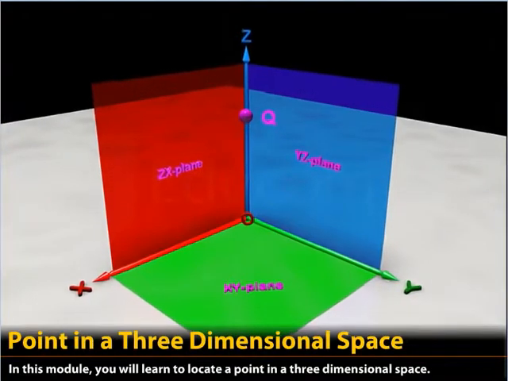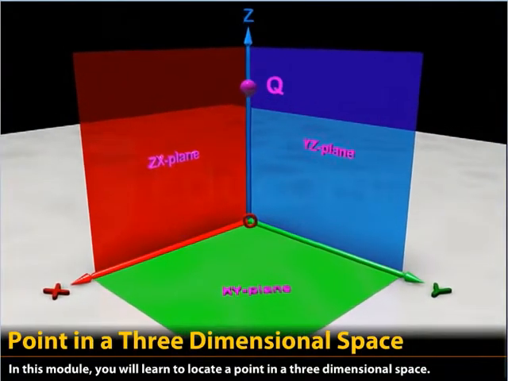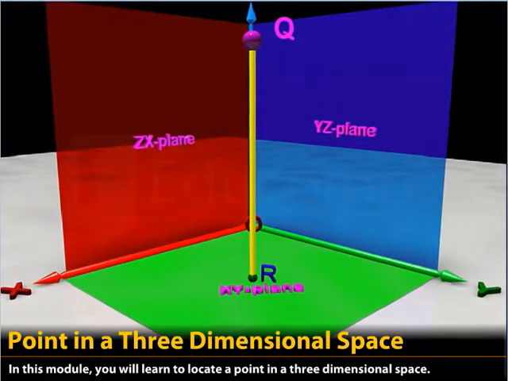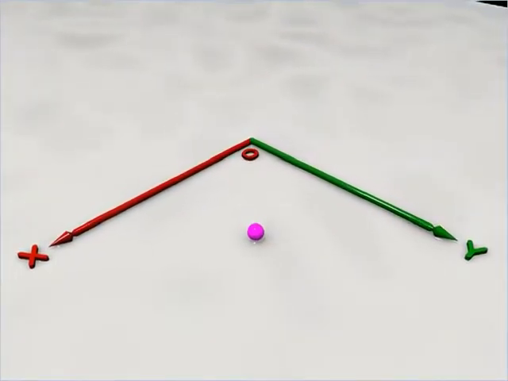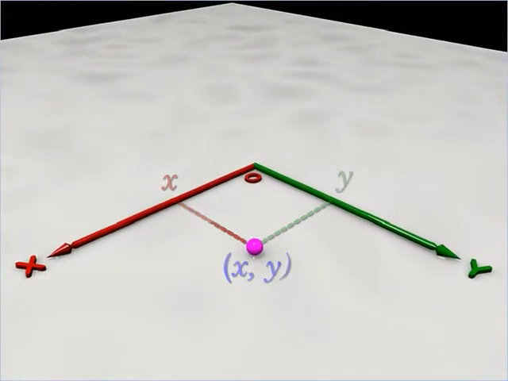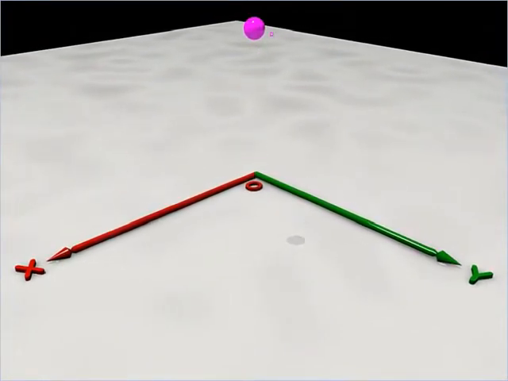Point in a three-dimensional space. In this module, you will learn to locate a point in a three-dimensional space. A point in the xy plane can be represented by its x and y coordinates. But how do we determine the position of a point in a three-dimensional space?